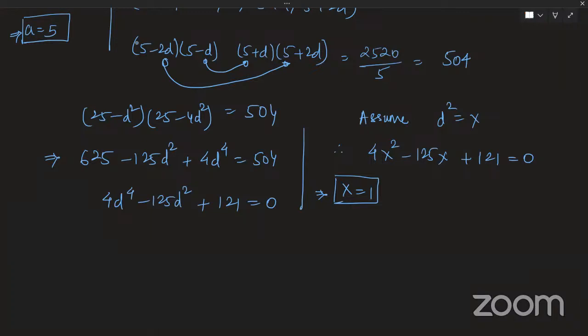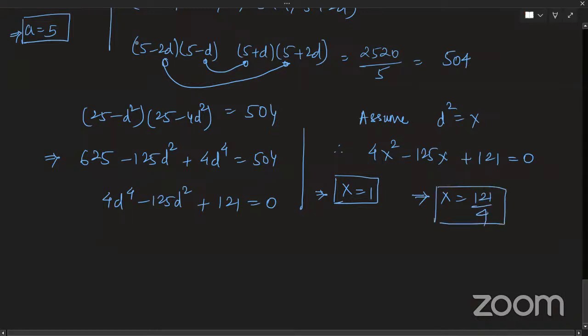Yes, sir. So in order to find the second root, one root I have already got, how can I get my second root? So I know that the product of the roots is 121 by 4. So my second root will be 121 by 4 because I know the product of the roots. Or in other words, I know the sum of the roots also, so I can subtract it from 1. Right? So just use your basic concepts. It will be required like this.